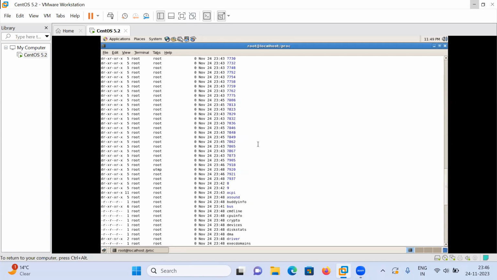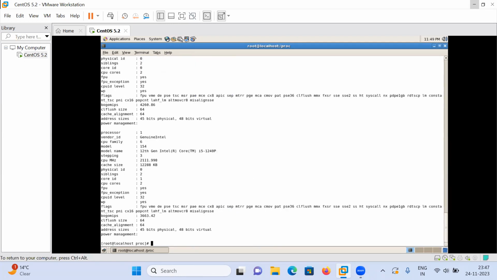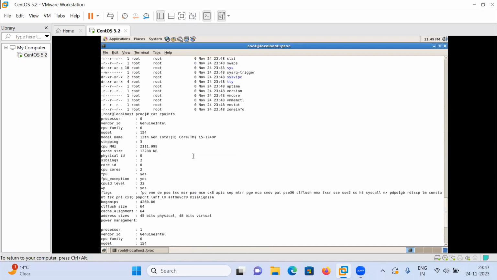So for this practical, I am going to use this file, cpuinfo. So you can use the cat command. The cat command is used to display the content of the file, and you can write cpuinfo. So it will tell about my CPU.